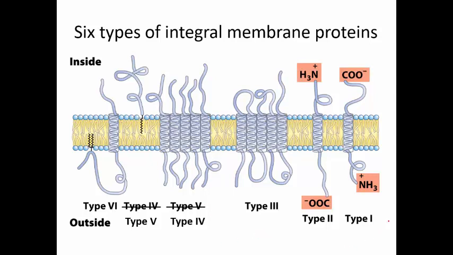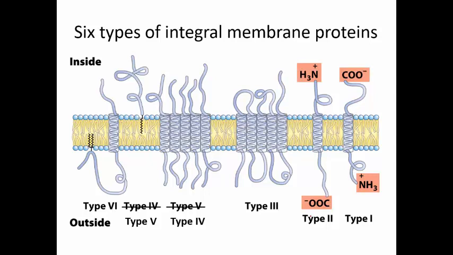All right, so type 1 and 2 are going to be integral membrane proteins that have exactly one stretch of the protein that goes into the membrane. Usually this is one alpha helix that goes through the membrane.